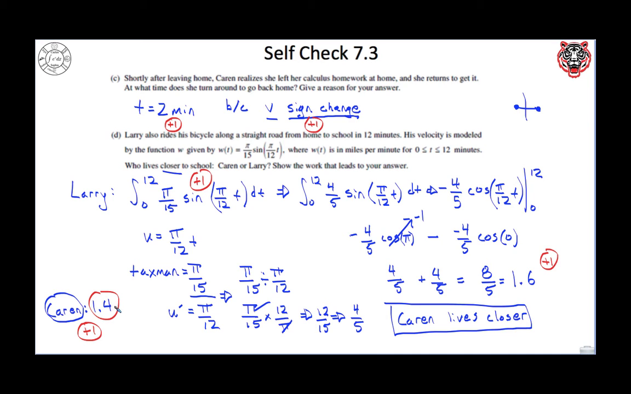So the only difference between finding position change and finding total distance traveled is that total distance traveled uses absolute value. Exactly.